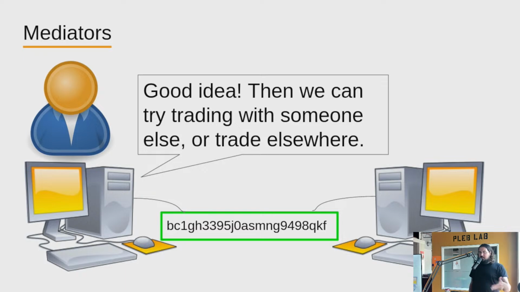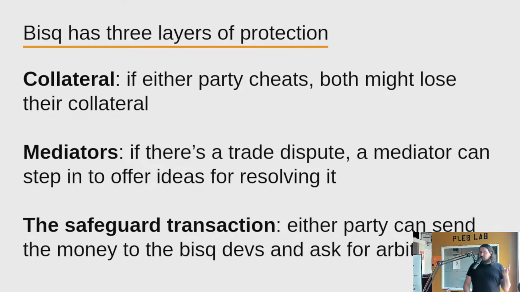So they have this mediation procedure. In advance of the part where you send the money to Bisq, you can try and just have someone suggest to you ways of resolving it without sending it to Bisq. So there's 3 layers of protection in this thing. First, there's the collateral. If either party cheats, both might lose their money. Then they have the mediators who can come in and suggest ways to resolve it without using the escrow. And then third, there's the safeguard, where either party can send the money to Bisq and ask them to sort out the dispute.